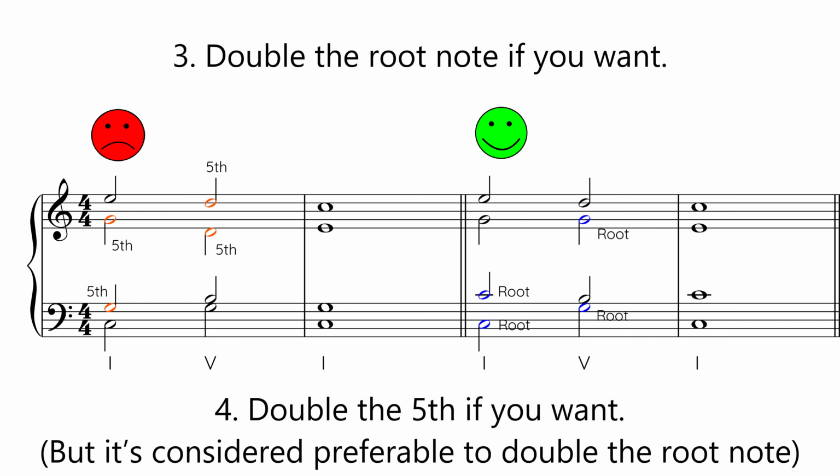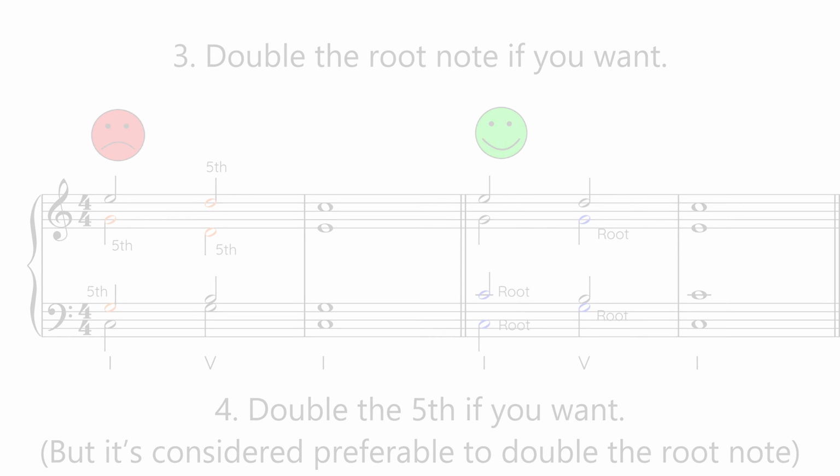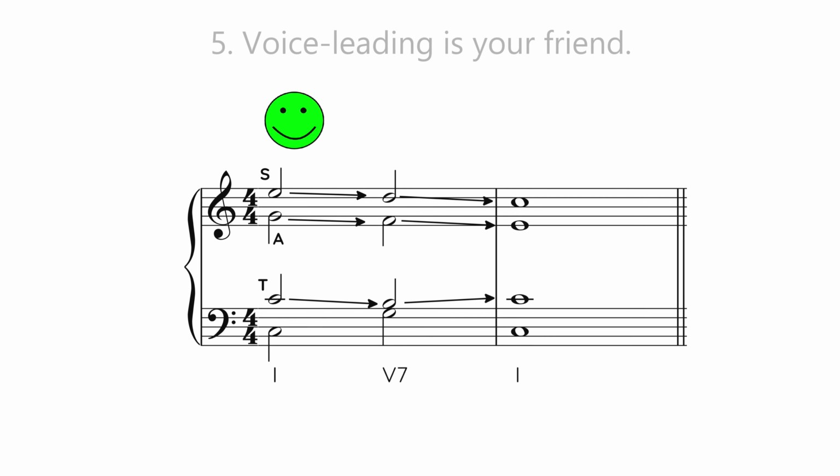Look at my example here. Can you see the red notes? Those are the fifth of the scale. So I've doubled the fifth each time, and then where the green face is, I've then corrected it and doubled the root instead. Rule number 5, voice leading is your friend.